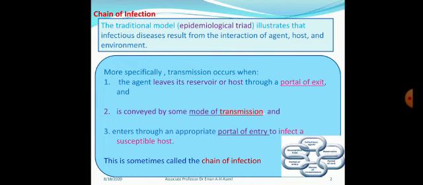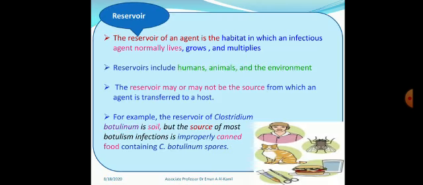There are some people who are susceptible to infections, and we are going to discuss that. And this is called the chain of infection: the portal of exit, mode of transmission, and portal of entry. This is the chain of infection of different microorganisms, which may result in the occurrence of disease in a human being.